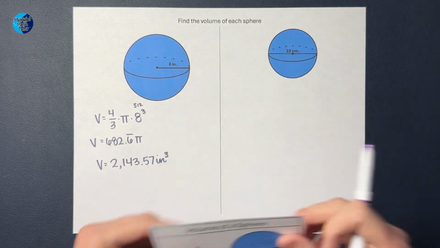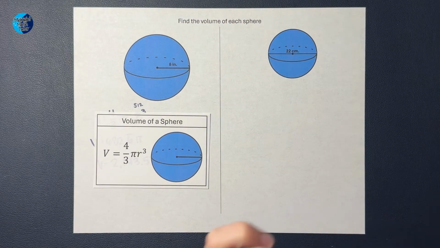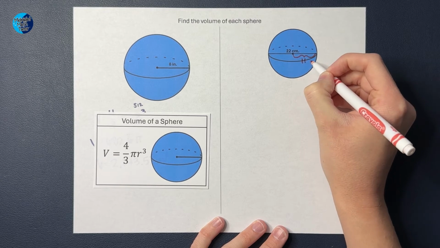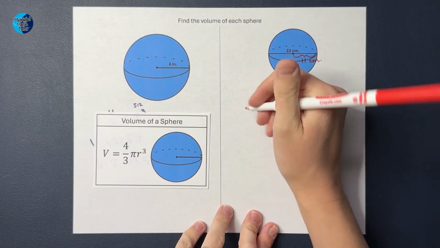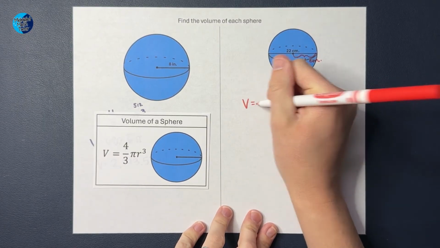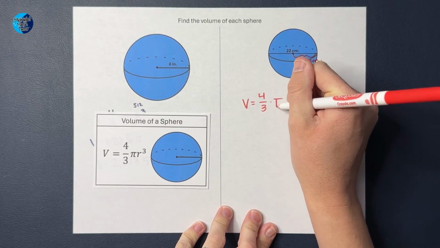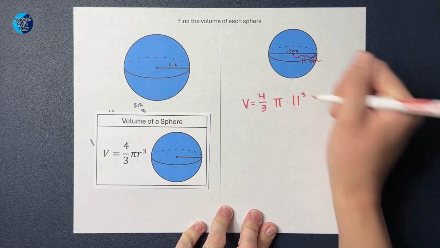Okay, let's take a look at this one. Same thing. I've actually been given the diameter here because it's all the way across, but all I have to do is say, what is half of 22? And it's 11, right? So my radius, half of this, is 11 centimeters, okay? So let's go ahead and use our formula again. We've got that the volume is equal to 4/3 times pi times my radius, 11 cubed.